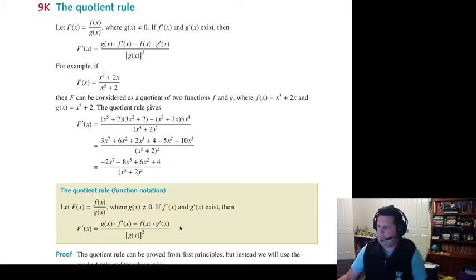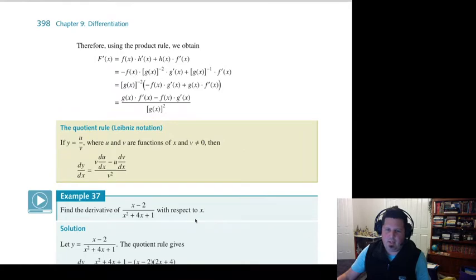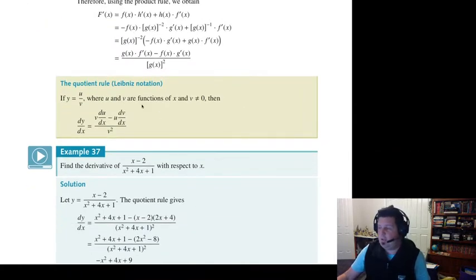Cool. I like it. All right. Now, again, there is a proof, happy for you to read. There is Leibniz's notation, which some people prefer. Yep, I don't mind it myself.